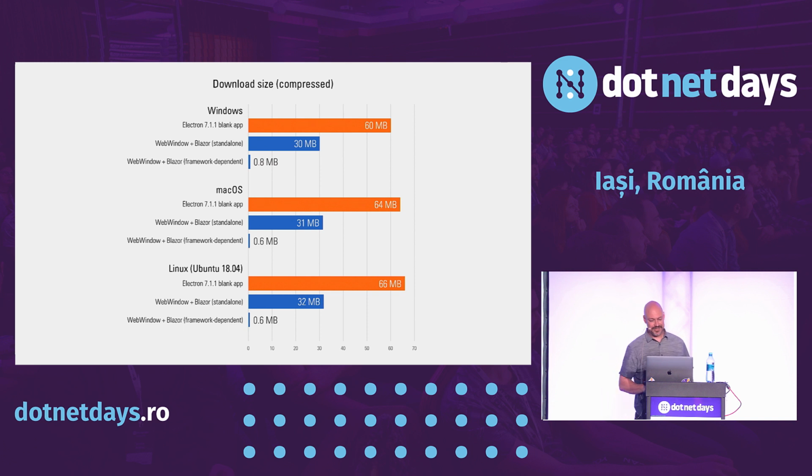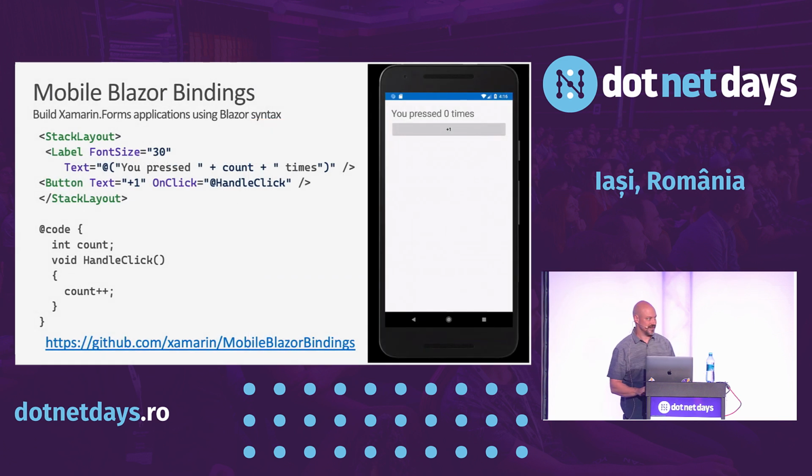The next thing I want to show is mobile Blazor bindings. So the idea here is, it's Xamarin Forms using Blazor syntax. There are a lot of developers out there that love XAML, and they totally think in XML, and that's great. I'm actually more of a web dev, and I like CSS, and I like HTML, and that's more natural to me. So as a web dev, if I wanted to build mobile applications, this looks pretty neat.